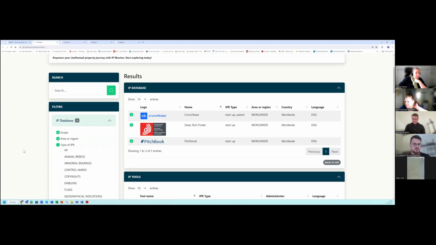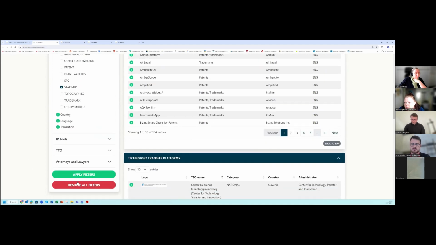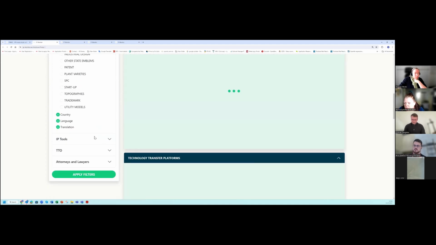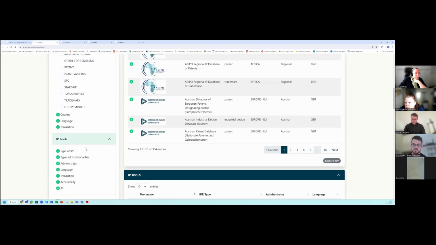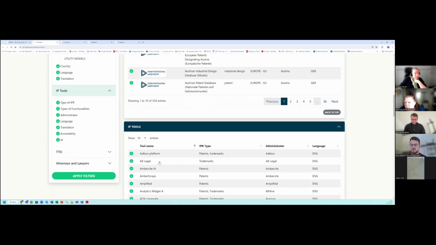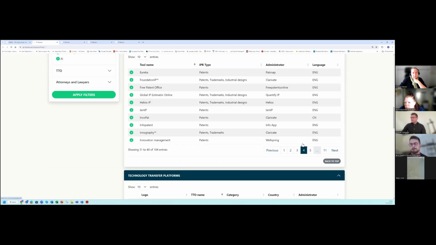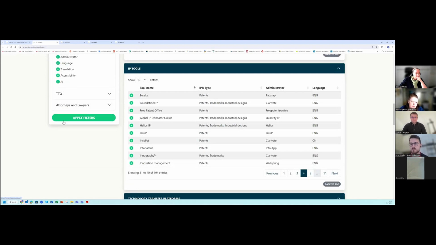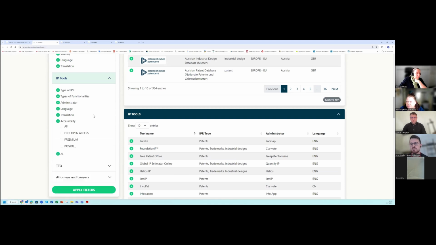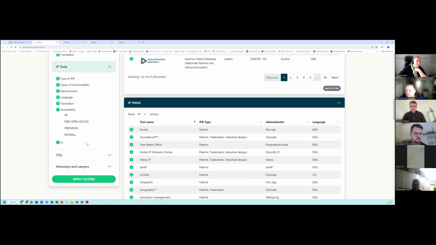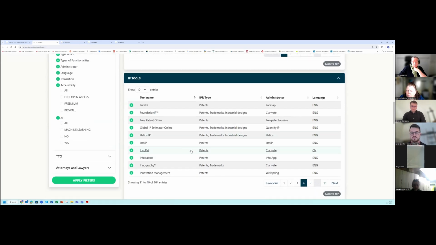Right. If I would return to this and remove the filter and just show you another one in the IP tools realm, it doesn't really matter. I can choose whatever, but you can also see we've tried to talk about accessibility. Is it free open access? Is it freemium? Is it paywall? We've also analyzed if there is some AI present within the tool itself.